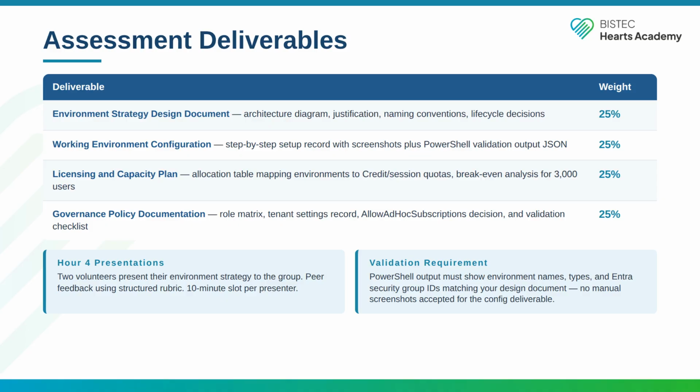In Hour 4, 2 volunteers present their environment strategy to the group for structured peer feedback. Each presenter gets 10 minutes and a rubric-guided review. If you present, you finish month 1 with a reviewed and validated environment strategy ready for submission.